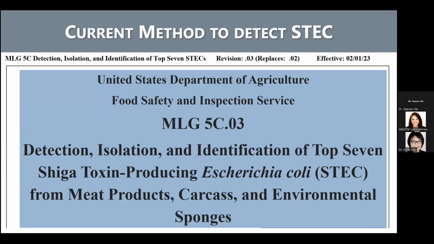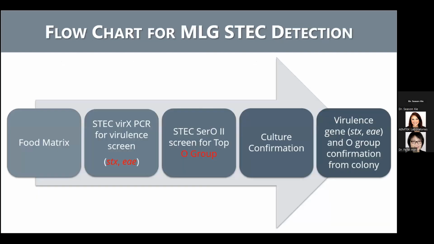The current method for detection, isolation, and identification of the top 7 STEC follows the United States Department of Agriculture, USDA, Food Safety and Inspection Service, FSIS, Microbiology Laboratory Guidebook, method number 5, MLG 5. This method describes the lab procedure for analysis of raw and ready-to-eat meat products and lab environmental sponge for the 7 target STEC serogroups.